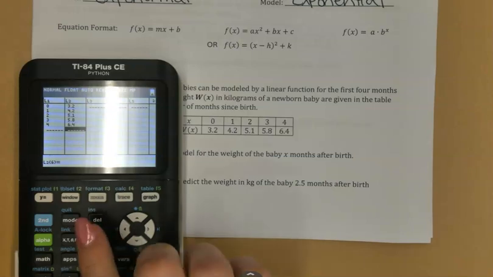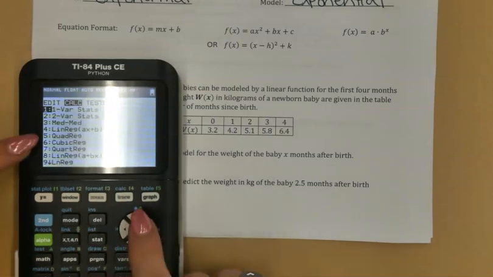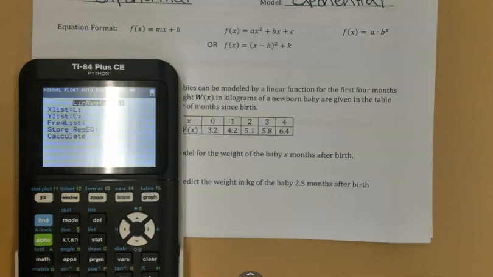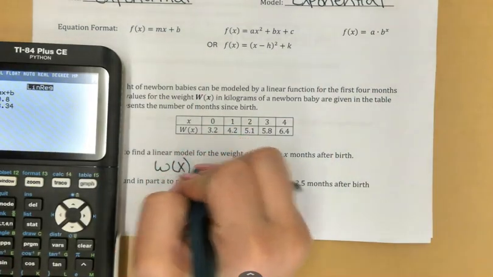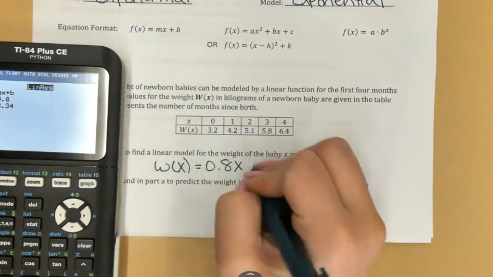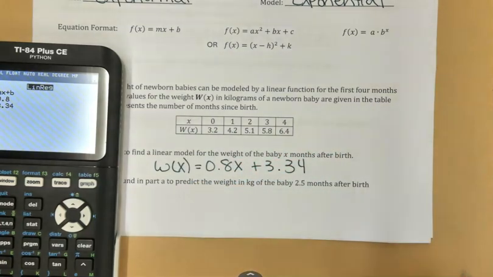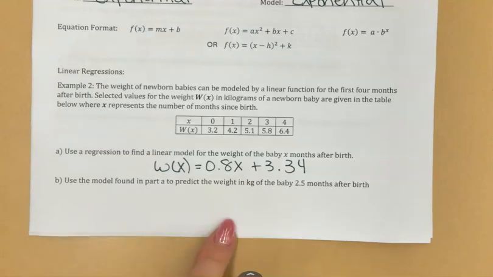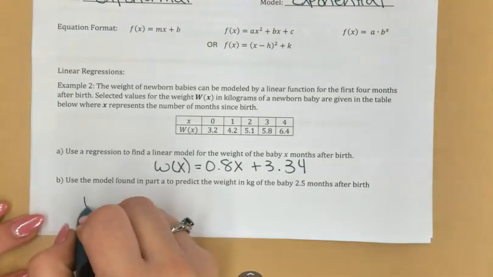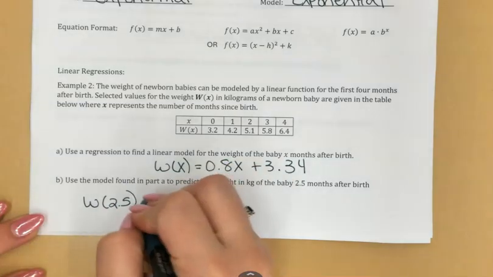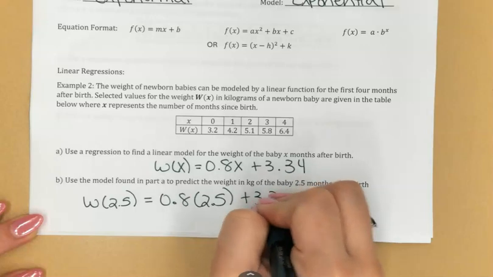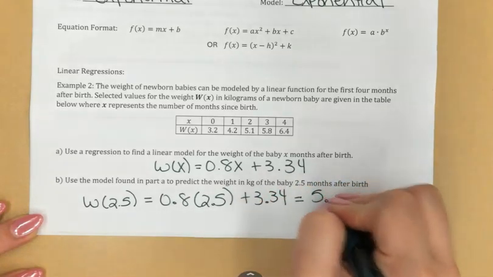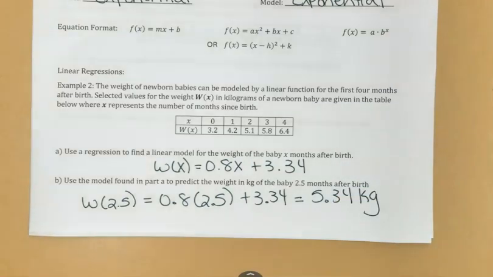After that, I'm going to hit stat again, arrow over to calc, and that fourth option, linear regression, is what I'm looking for. I'm going to hit enter 5 times, and it gives me my linear function. So the weight, W of X, is 0.8x plus 3.34. If I want to predict the weight of the baby 2.5 months after birth, that would be W of 2.5, and I plug in 2.5 for X, and I get that the predicted weight of that baby would be 5.34 kilograms.